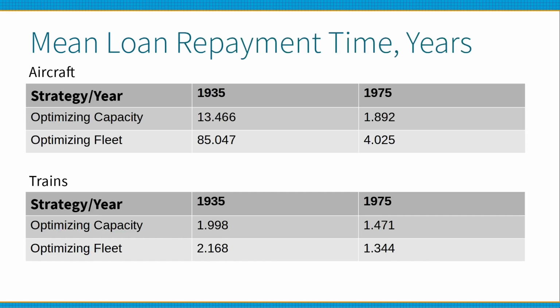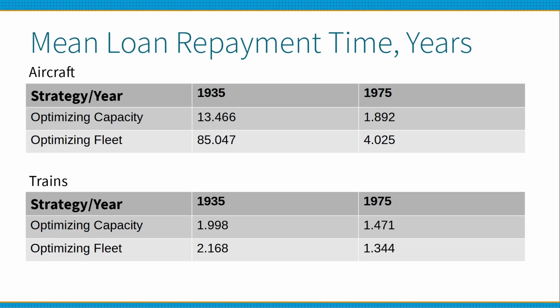As far as the loan repayment time, when you are optimizing capacity, then in 1935 you repay your loan using airplanes in about 13 years. And on average, you can expect almost a century when optimizing the fleet. In 1975, we get way better numbers here, which is about 2 years for optimizing the capacity and about 4 for optimizing the fleet. With respect to trains, we get much closer to these numbers.